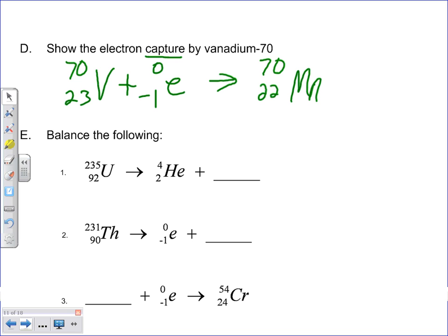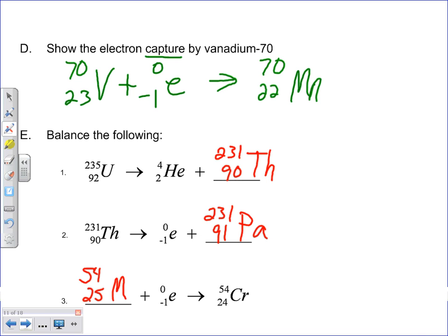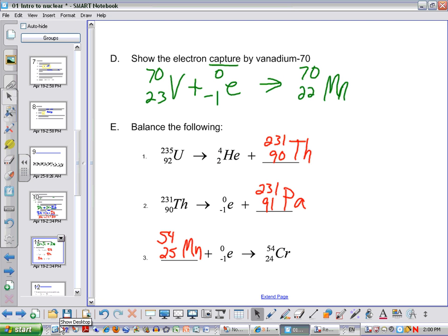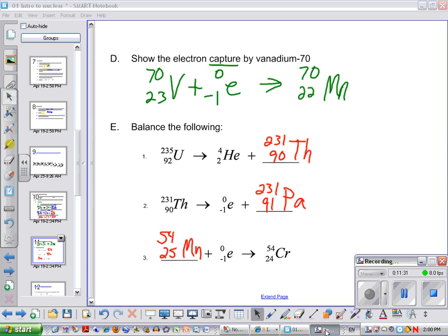And let's do the last few of these and then we will stop it. So this one is just going to go to 231 and 90, which is going to be thorium, I believe. Number 90, yes, number 90 is thorium. And then, so we've got 231 and 91, which 91 is going to be protactinium. And then finally, in this case, we're going to have 54. And then again, don't get confused with the negative signs. You've got that -1, which means this has to be a 25, which is going to be manganese. And that's it for this one.